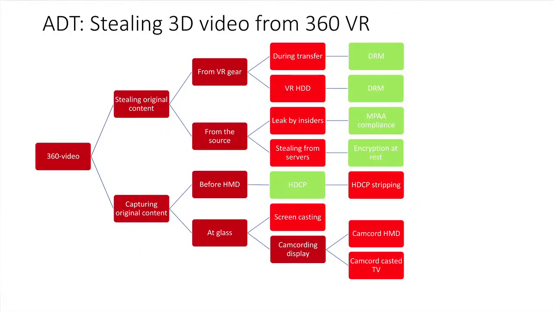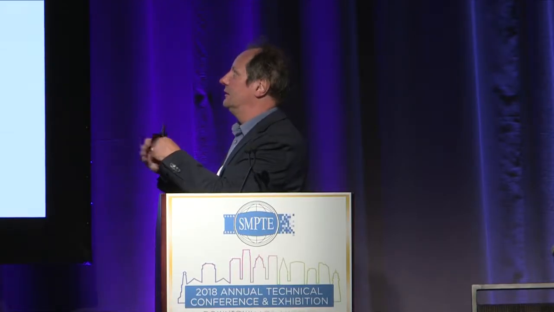Okay, now let's go to the, oh, sorry, I should have checked, because normally it should have had animation. It should have been built with time. Sorry. Okay, so it will be less fun. So I present two threats, okay? The first one is stealing a 3D video from a 360 VR.